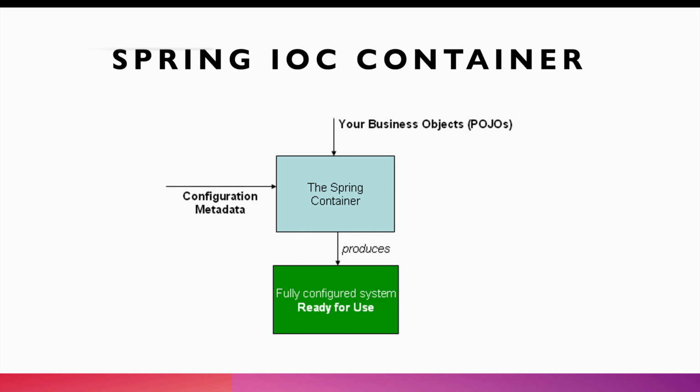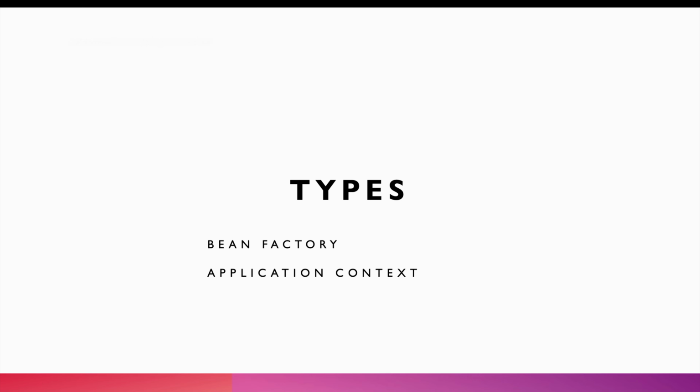Okay, Spring provides basically two types of container: the BeanFactory container and the ApplicationContext. These are the two types of container that Spring provides, and they come inside the org.springframework.beans and org.springframework.context packages. I'll be showing those packages in the code also.